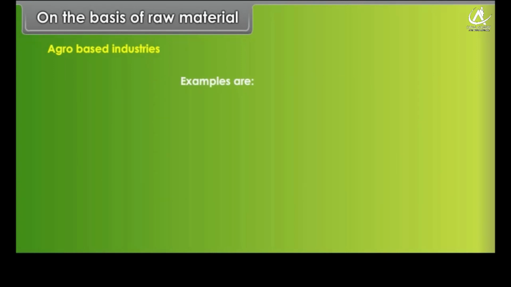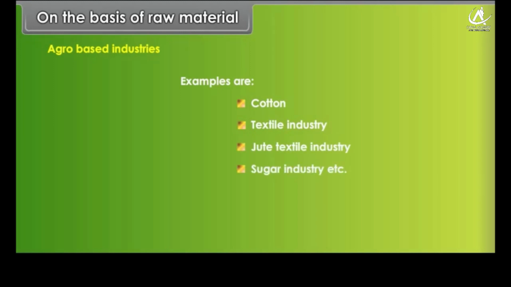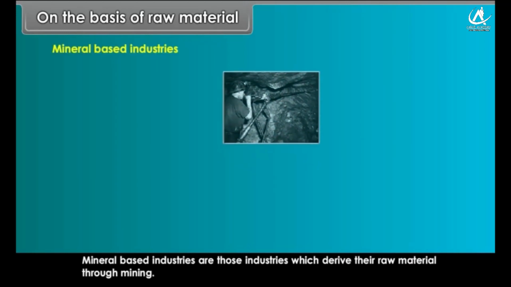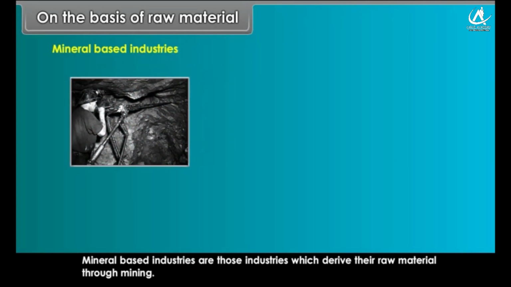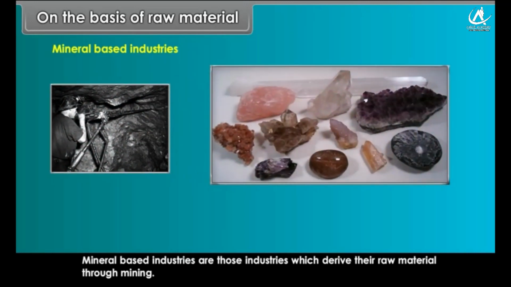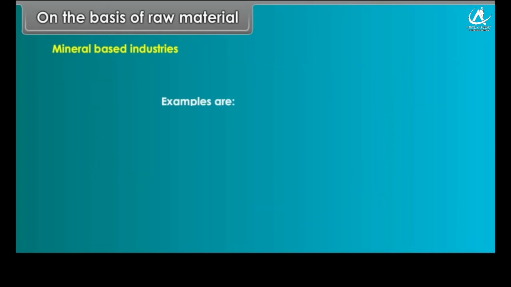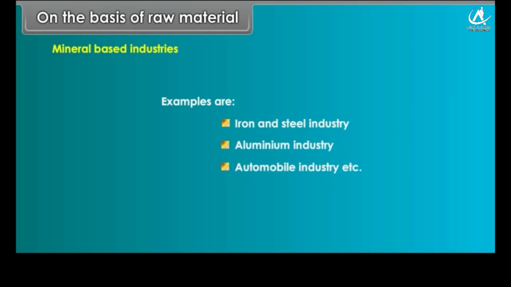Examples are cotton textile industry, jute textile industry, sugar industry, etc. Mineral-based industries. Mineral-based industries are those industries which derive their raw material through mining. Examples are iron and steel industry, aluminium industry, automobile industry, etc.